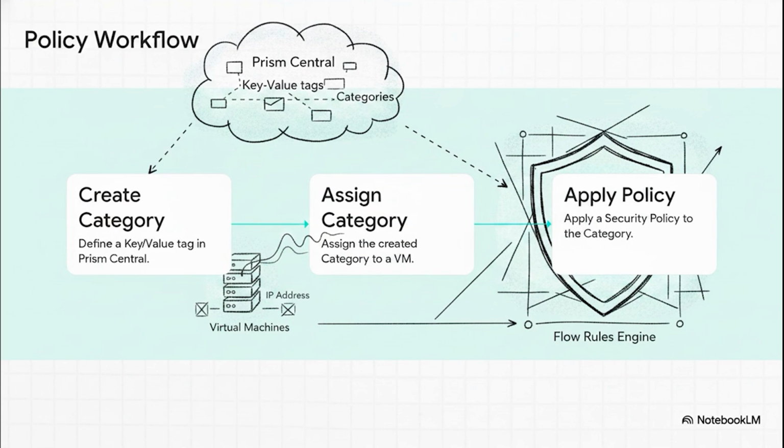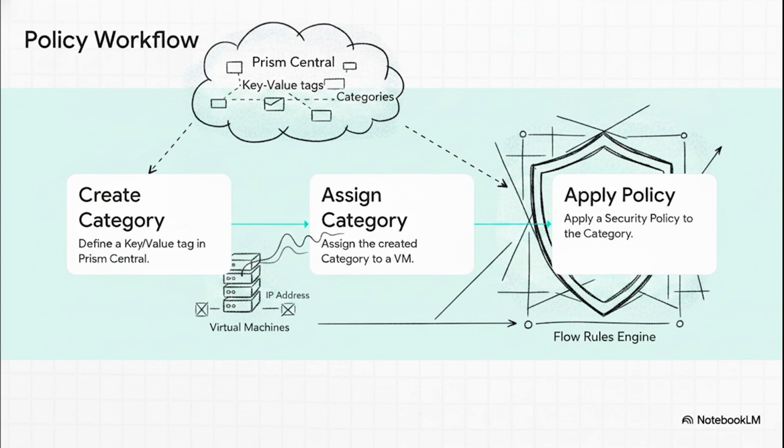So the crucial point is understanding this exact workflow for the exam. Let's walk through it methodically. Step 1. You create your category, your key value tag, right inside Prism Central. Step 2. You assign that category to your virtual machine. Step 3. You apply a security policy. But remember, you're not applying it to the VM, you're applying it to the category itself.